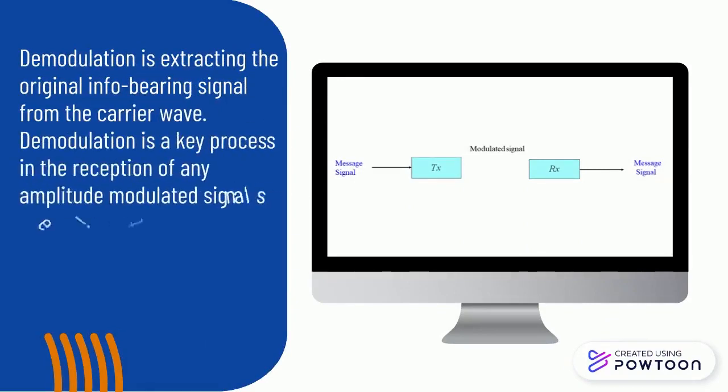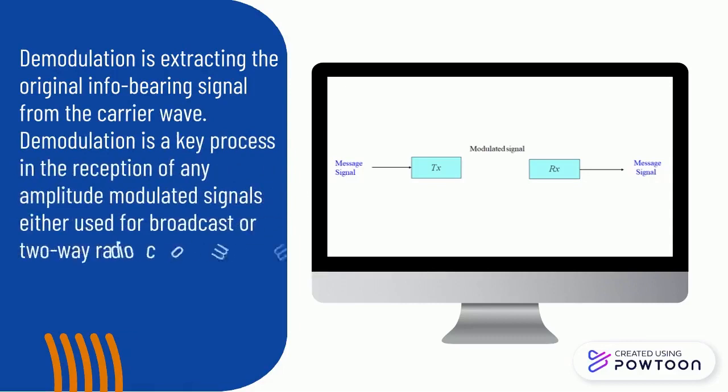Demodulation is a key process in the reception of any amplitude modulated signals, whether used for broadcast or two-way radio communication systems. The process of demodulation for signals using amplitude modulation can be achieved in a number of different techniques, each of which has its own advantage. The demodulator is the circuit or, for a software-defined radio, the software that is used to recover the information content from the overall incoming modulated signal.